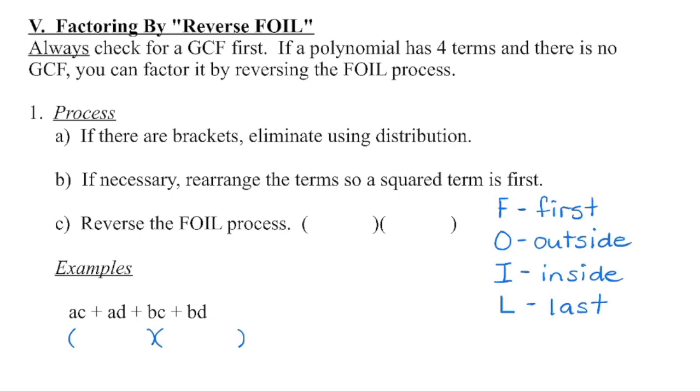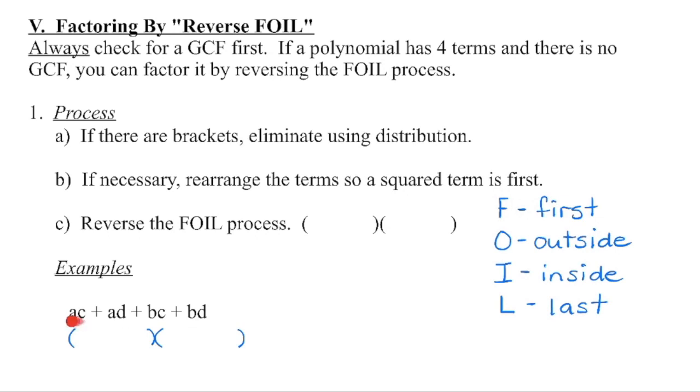If you happen to have a squared term, it helps to put that term first, but I can see in this example there is no squared term. So we're going to reverse this process. F stands for the product of the first two terms. So if I multiply this term times this term in the brackets, I'm going to get one of those terms. The order doesn't really matter here, but let's maybe just start with the first term.